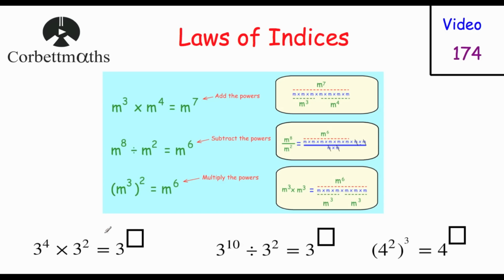So let's have a look at some examples. If I had 3 to the power of 4 multiplied by 3 squared, I'd add the powers together because it's multiply, and that would be to the power of 6. If I had 3 to the power of 10 divided by 3 squared, I would subtract the powers, so 10 take away 2 is equal to 8. And finally, if I had 4 squared cubed, I would multiply the powers because it's a power of a power. You've got a power and then another power, so you'd multiply the powers together. 2 times 3 is equal to 6, so it would be 4 to the power of 6.